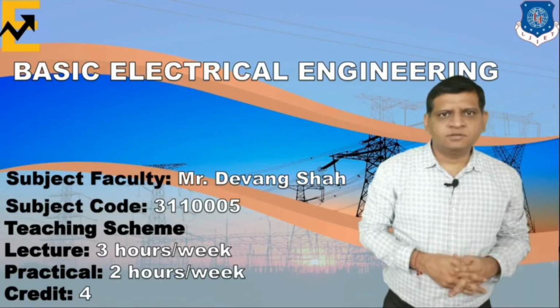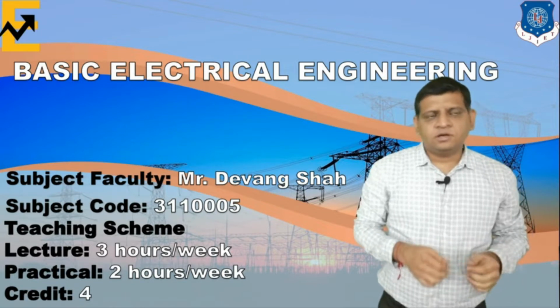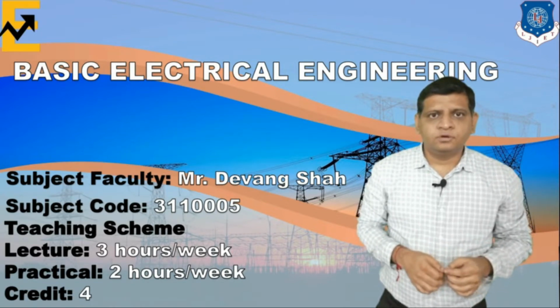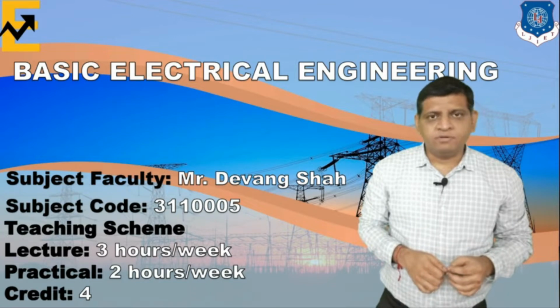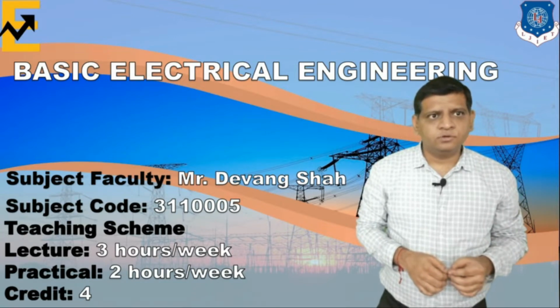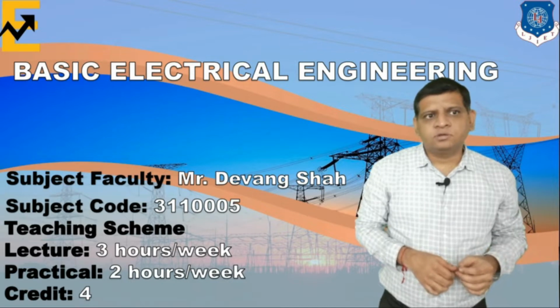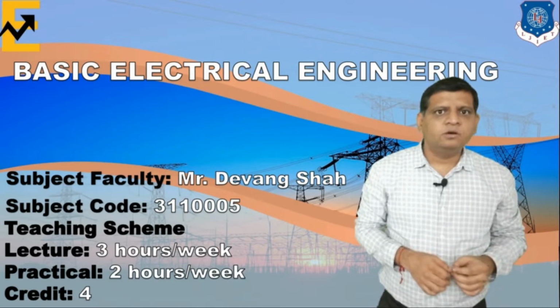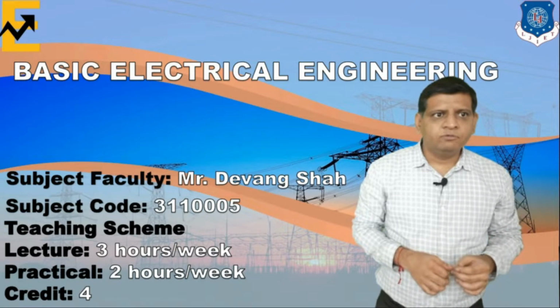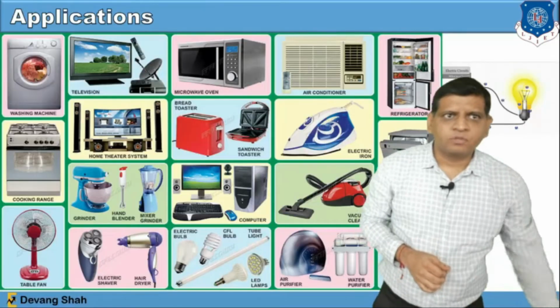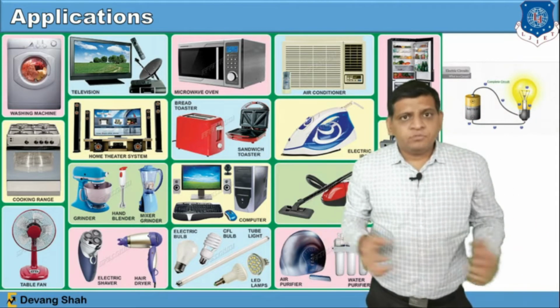Hello students, myself Devangsha. Let's start with the basic course of Basic Electrical Engineering, having the subject code of 3110005. It has a teaching scheme of 3 hours of lectures and 2 hours of practical, with 4 credits in university. So we live in a wired world.